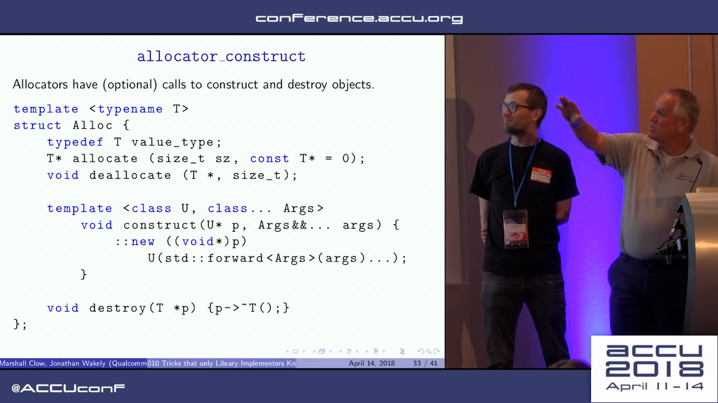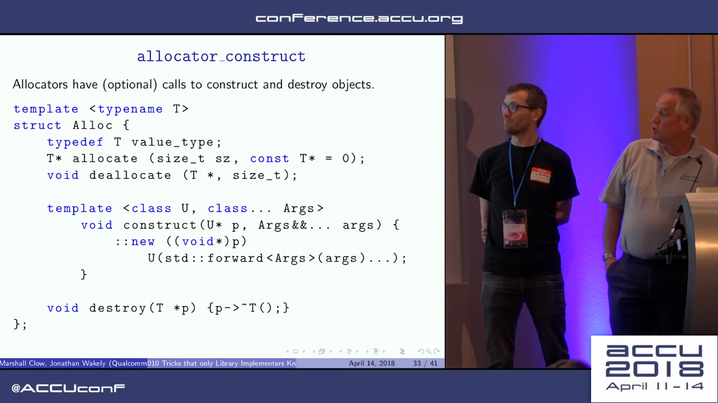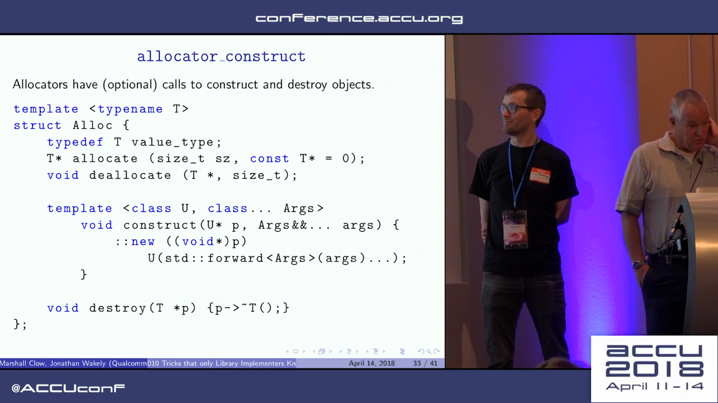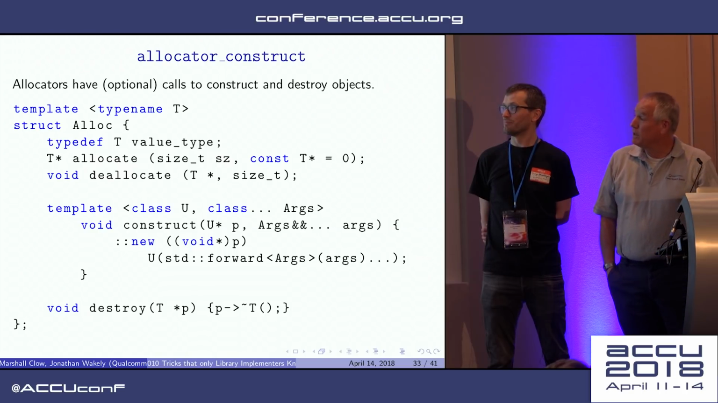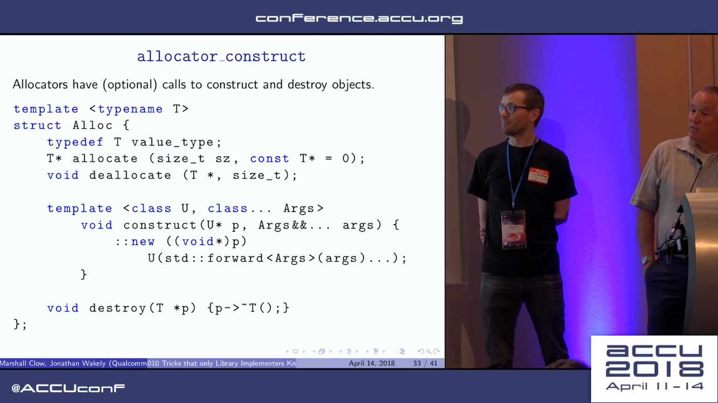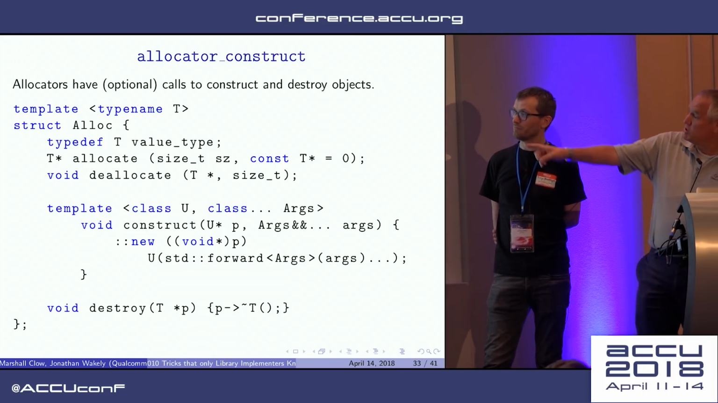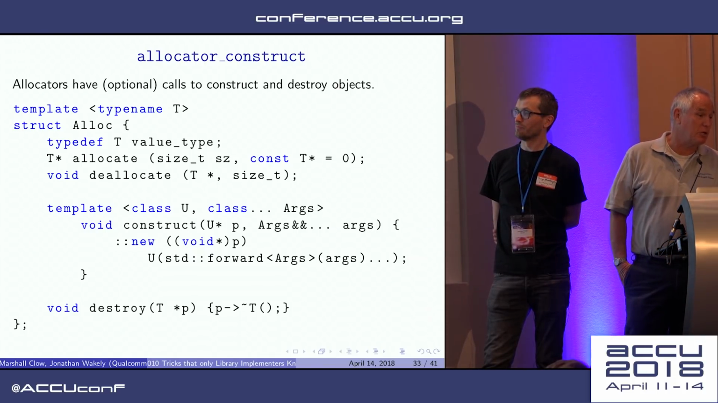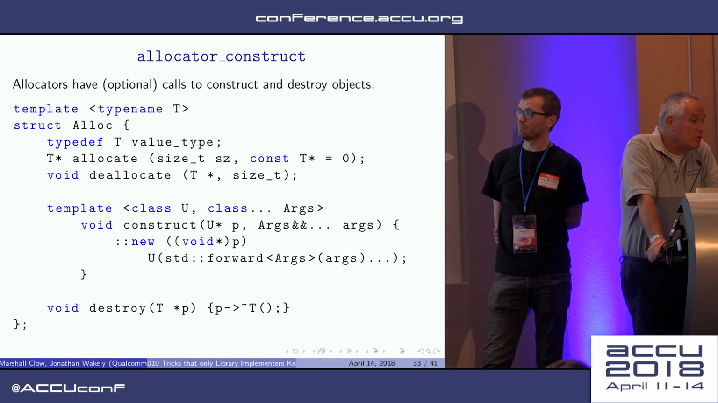Anyway, besides allocate and deallocate, allocators can have methods called construct and destroy, and these are used to create objects from raw memory, and to turn objects back into raw memory. If you don't provide these in your allocator, allocator traits will provide a default implementation, which is exactly this, by the way. It will forward all the arguments to the constructor. It will do a placement new, and destroy will do a placement delete. But there's no requirement that your construct and destroy actually do those things. They can do almost anything.